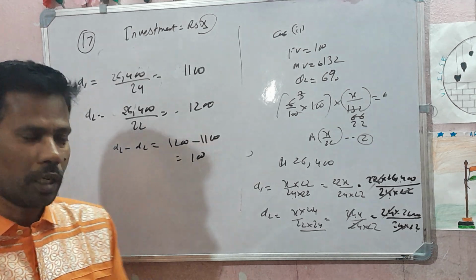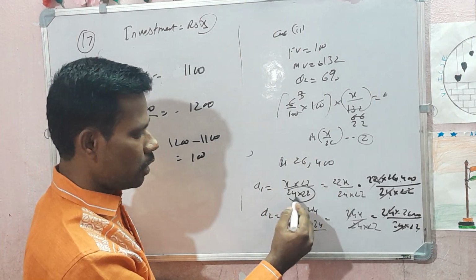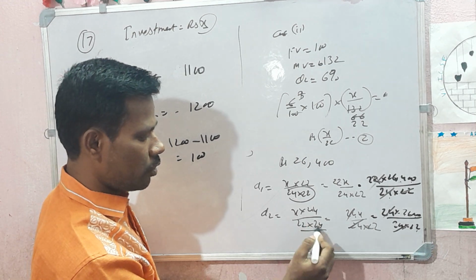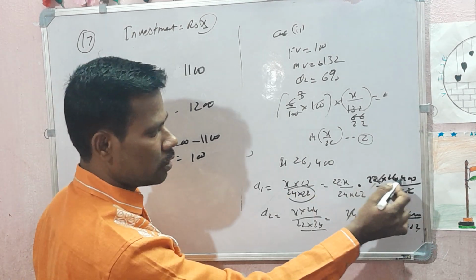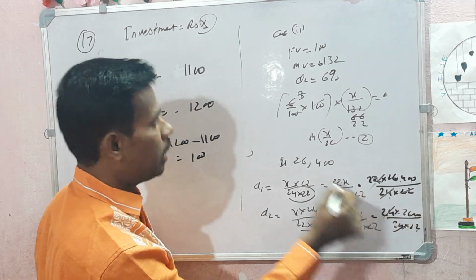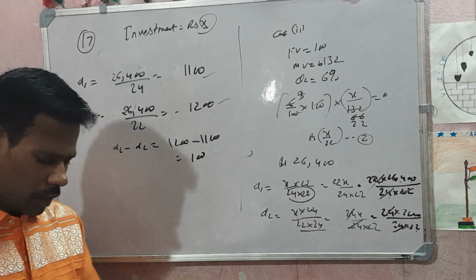Next problem. Did you understand? Very simple. Just make the denominator same. So that's why I multiply 22 with 25. Don't make the problem complicated. What is given? X value 26,400. 22 gets cancelled and divide. You will get this one. There is the solution. Next question.